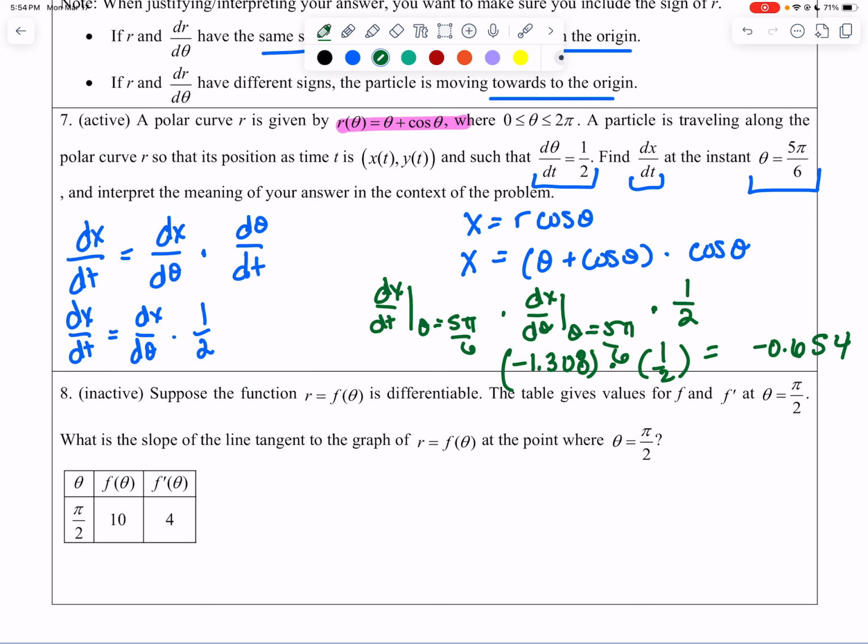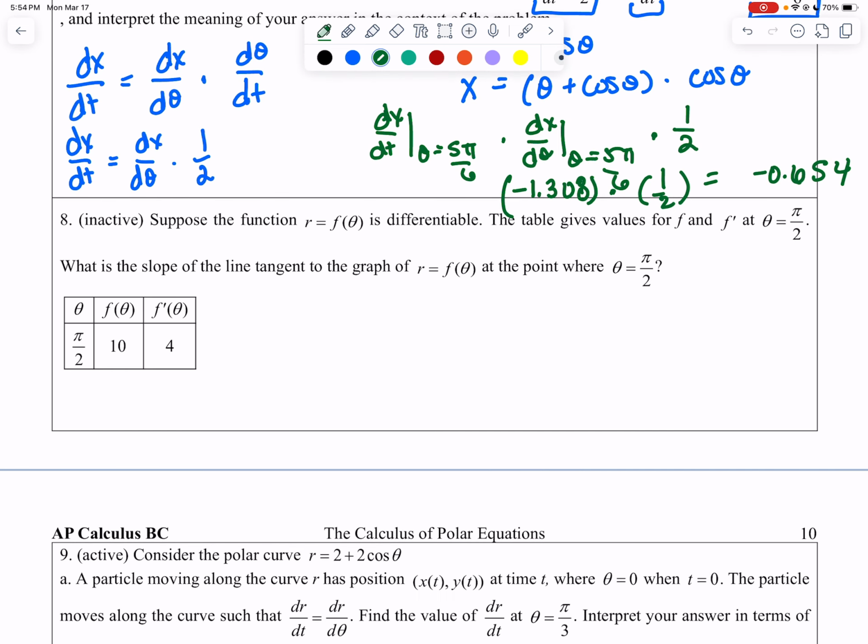All right, so for number 8, we have r is equal to f of theta. We know that it is differentiable. We know the values at pi over 2 for my function and my derivative. And we want to find the slope of the tangent line to the graph of r is equal to f of theta when theta is equal to pi over 2.